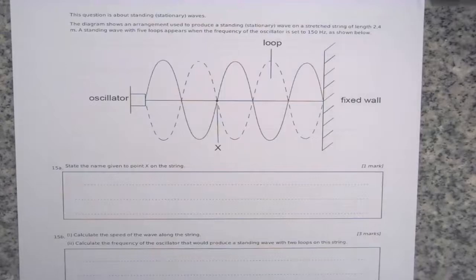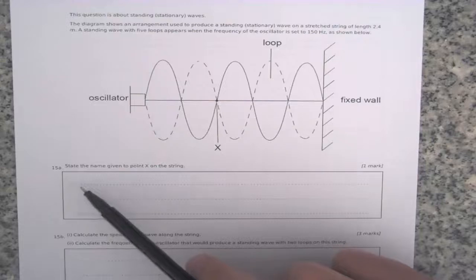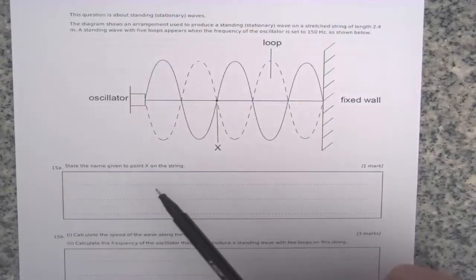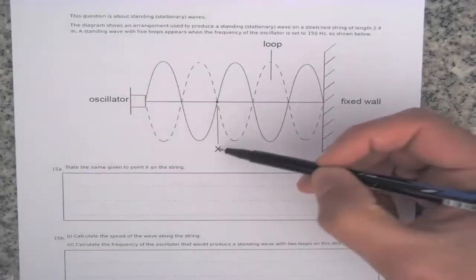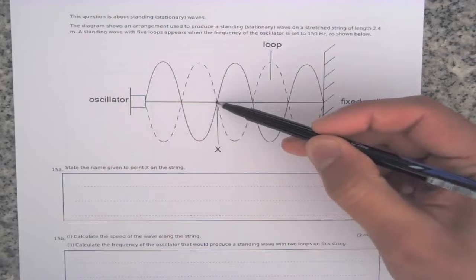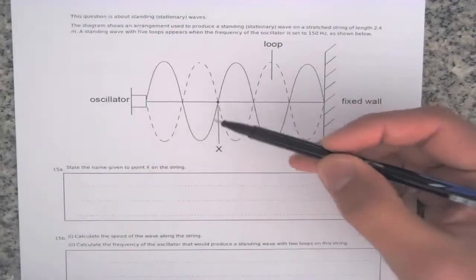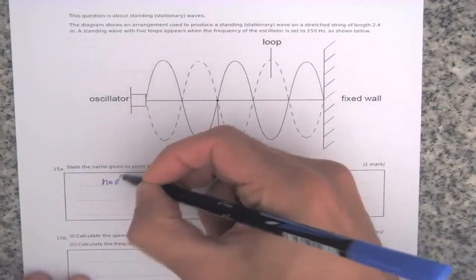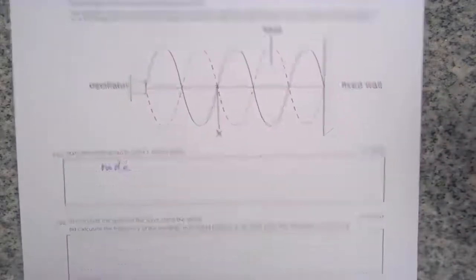The diagram shows an arrangement used to produce a standing wave on a stretched string of length 2.4 meters. A standing wave with 5 loops appears when the frequency of the oscillator is set to 150 Hz, as shown below. Question 15a: State the name given to point X on the string. So you see here that X is at this point, and this is the point that doesn't move at all. So pretty simple, one word: it is a node.